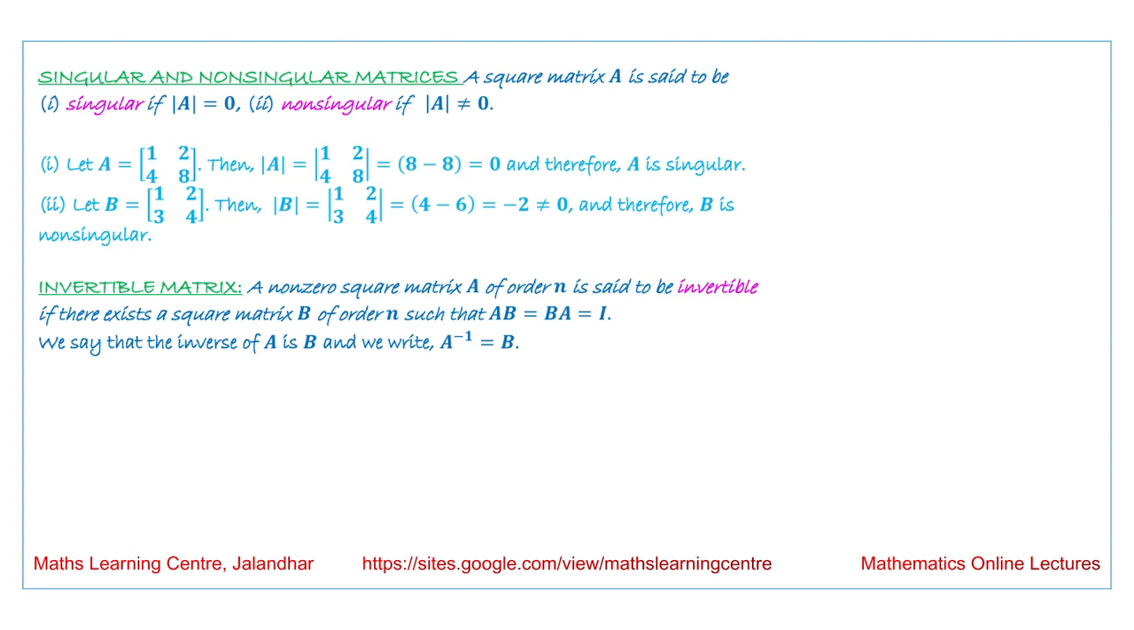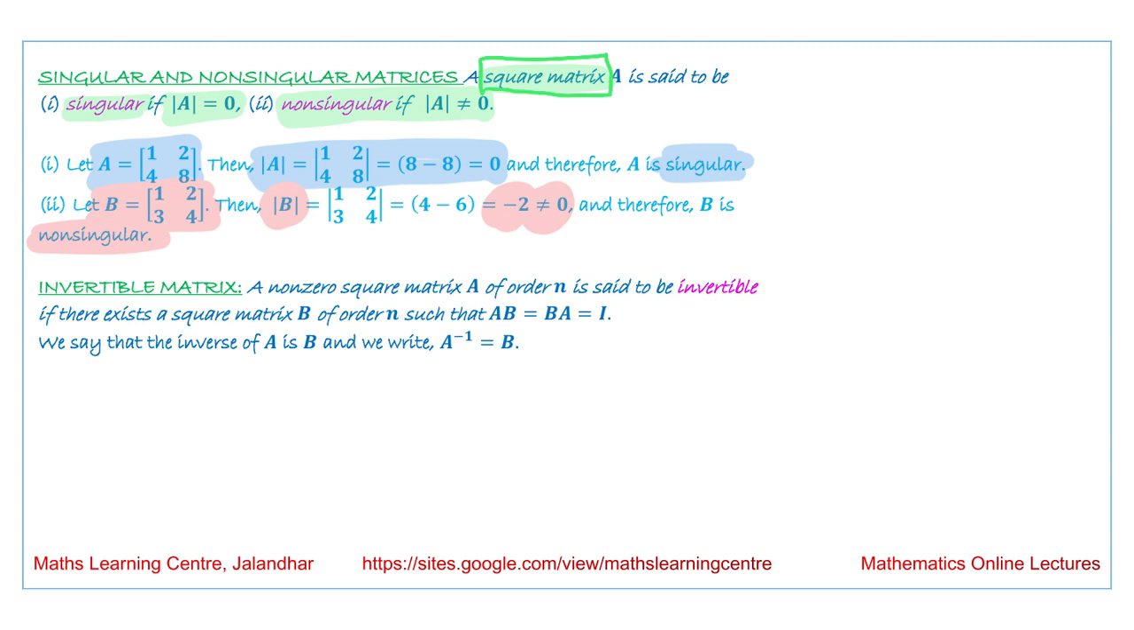Next is the definition of singular and non-singular matrices. We are saying a square matrix. The important thing here is that we are talking about a square matrix. A square matrix is said to be singular if determinant of A is equal to 0, and non-singular if determinant of A is not equal to 0. These examples are given here. This matrix A is given. The determinant of this matrix comes out to be 0. It means it is a singular matrix. The second matrix B is given. The determinant of this B matrix is -2. It is non-zero, so we are saying this is a non-singular matrix.